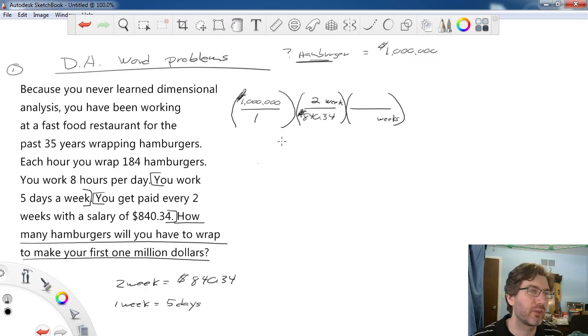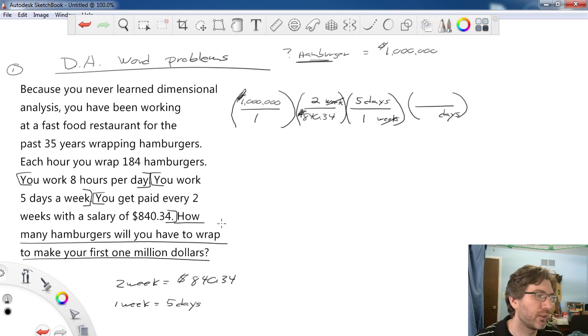So here 1 week is 5 days, so I know 1 week goes to 5 days. Now my weeks are going to cancel, and I'm left with days. Still not hamburgers though. So I need another conversion ratio that gets rid of days, and days has to be on the bottom so it cancels out there. So again, reading through it, you work 8 hours per day. So there's this conversion ratio here.